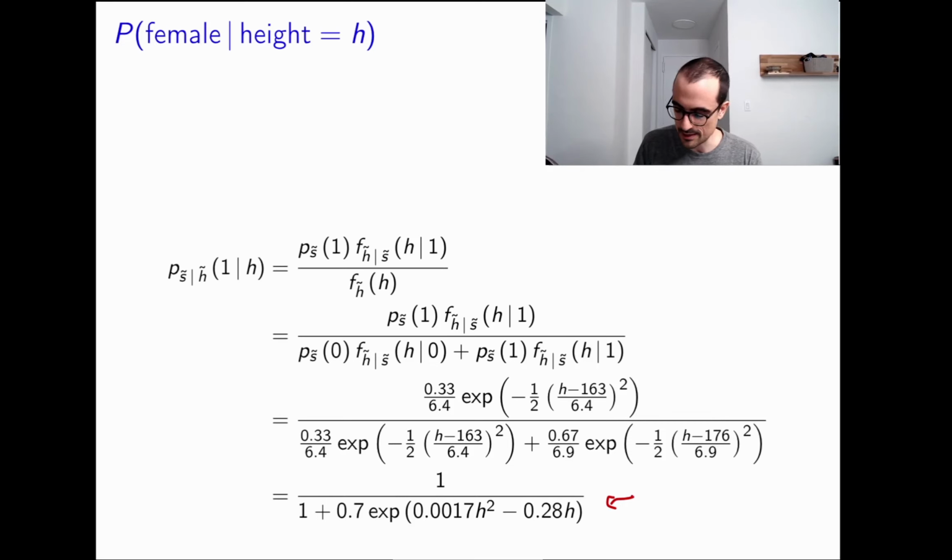Once you simplify everything, you get an expression that is kind of similar to a logistic. For those of you that have seen logistic functions, it's similar, but it has this square term, so it's not really a logistic. The reason is that the two conditional Gaussians have different variances. But that's a little bit of a technical detail.